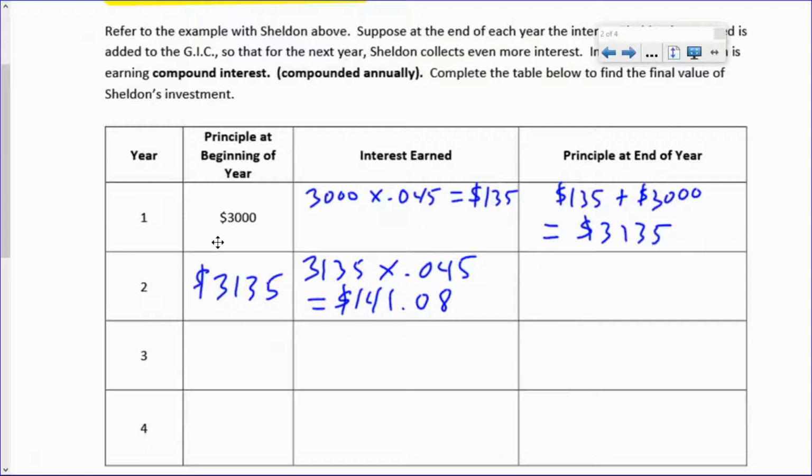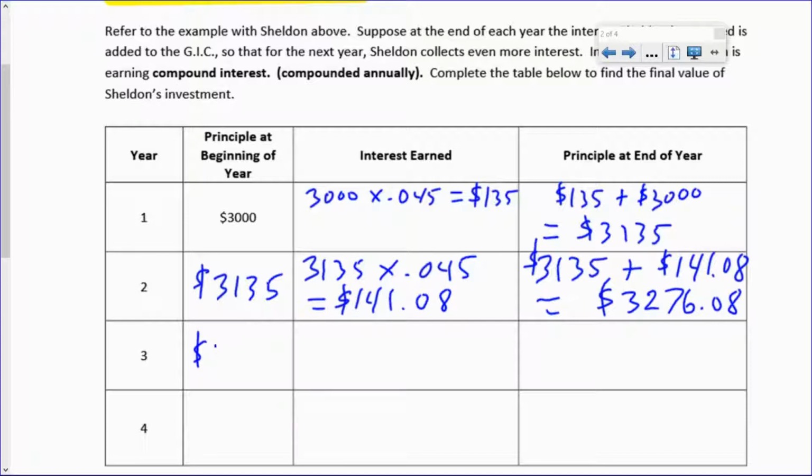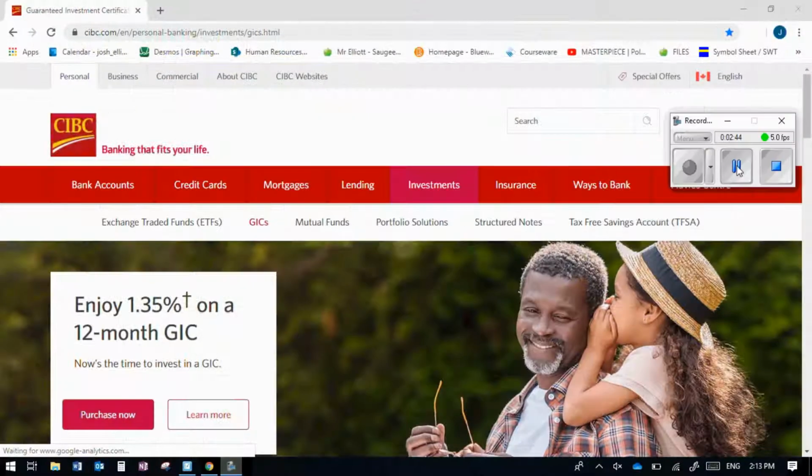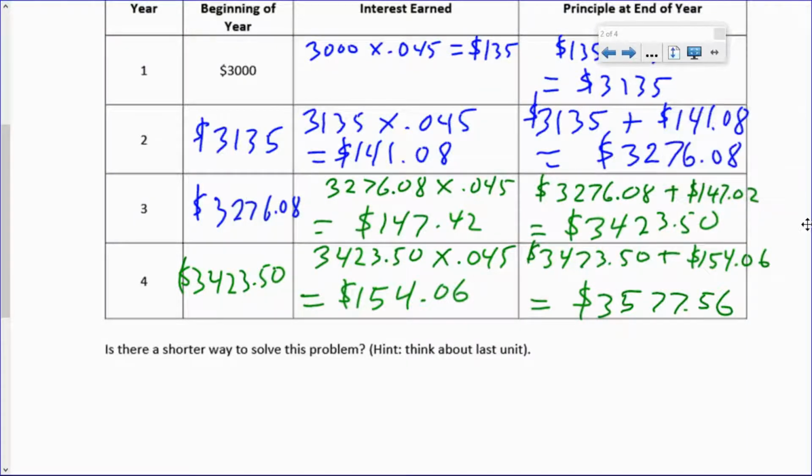You then add that to the $3,135, plus the interest he's earned. And he now has $3,276.08, and that carries forward to the next year. Okay, let's just continue doing that and see what we get here. And there you see the rest of the calculations.